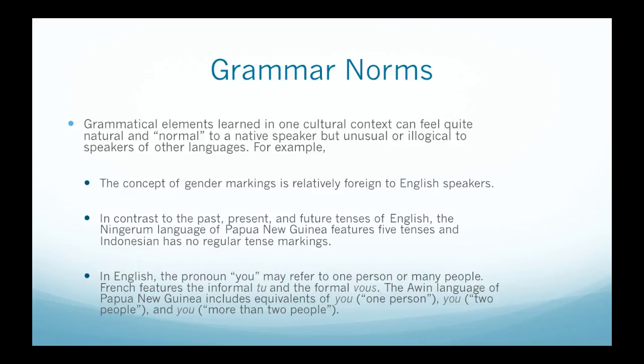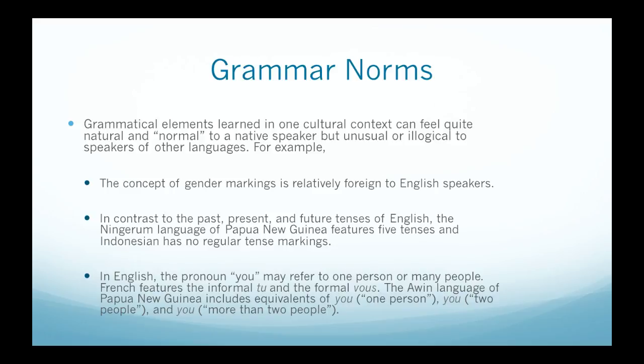Okay, so we don't in English mark the gender of objects. My table isn't male or female. We don't use that in our language. And so that feels very strange when we have to learn Spanish or French, for example, when we have these gendered pronouns. Okay. Another example, we have past, present, and future tenses in English. The language in Papua New Guinea has actually 5 tenses, and some Indonesian languages have no actual tense markings at all. There's no past, present, and future. Everything kind of happens in one place.